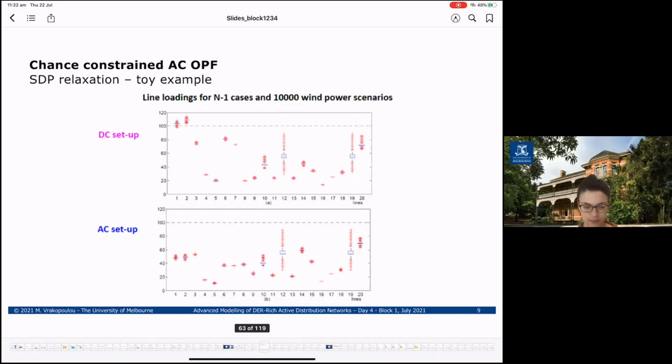So just to dig into these results on specific line loadings. You see that you have these 20 lines of this specific IEEE system I've used, and there are certain lines that are, as you see, outside the limits, the capacity limit of the line, from the beginning. From the beginning, I mean from the forecast value and for all the scenarios that you take into account. So this is the model mismatch in the end that is created due to the approximation.